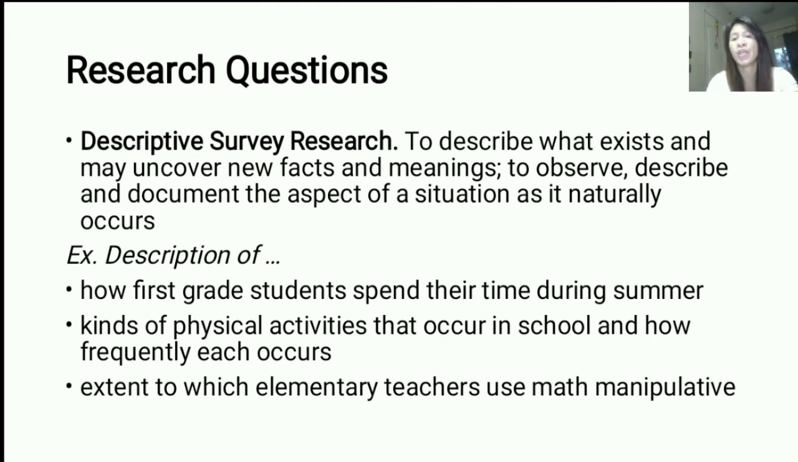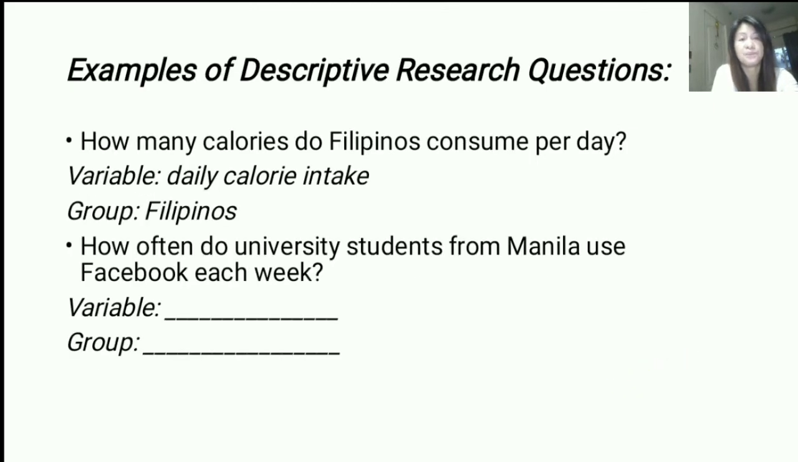Let's begin with descriptive survey research. Descriptive survey research is conducted to describe what exists and may uncover new facts and meanings, to observe, describe, and document the aspect of a situation as it naturally occurs. For example, description of how first grade students spend their time during summer, kinds of physical activities that occur in school and how frequently each occurs, extent to which elementary teachers use manipulatives.